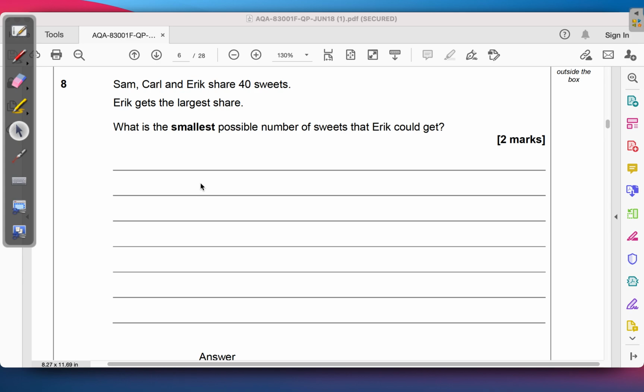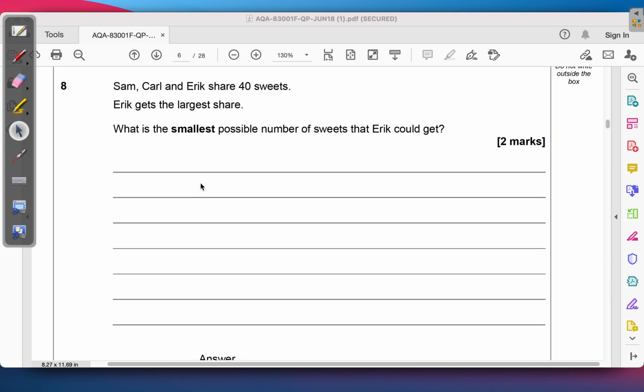So the next one. Sam, Carl and Eric share 40 sweets. Eric gets the largest share. What is the smallest possible number of sweets that Eric could get? Essentially, we've been told that Eric gets the largest share, but he doesn't get too many. I think the idea here is that they share the sweets out, but there's not quite enough for everyone to get the same amount. So they're going to try and make it as fair as possible by making sure that Eric has the smallest possible number of extra sweets.